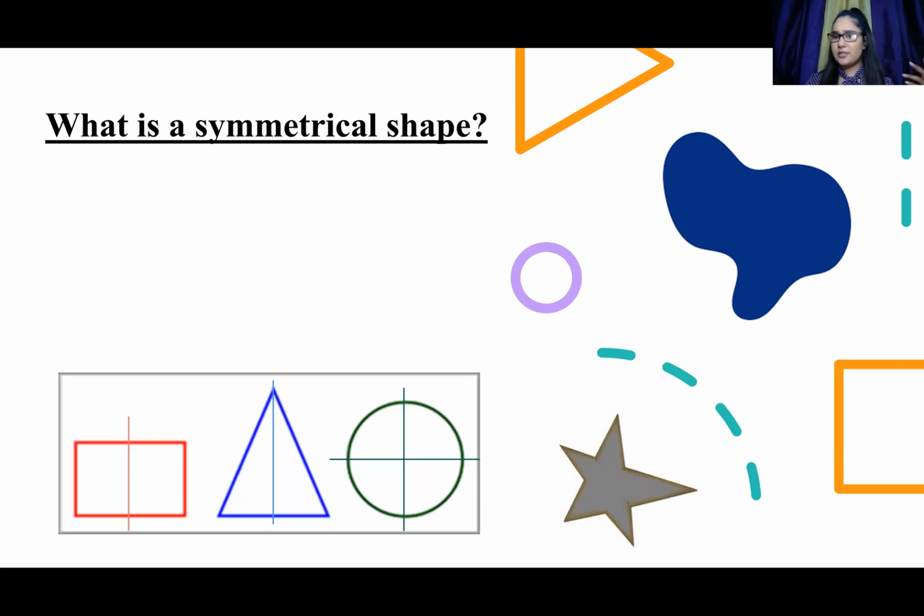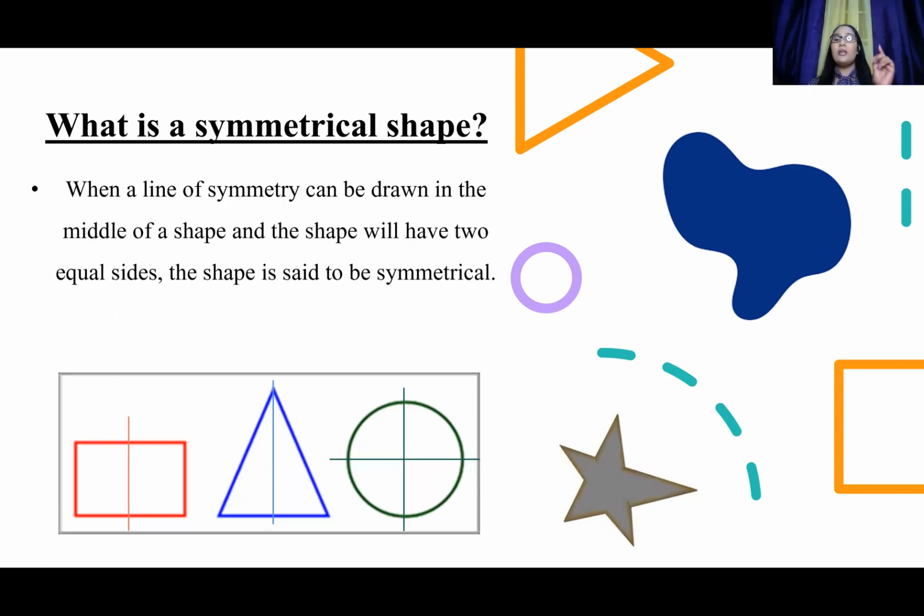What exactly is a symmetrical shape? When a line of symmetry is drawn down the middle of a shape and the shape has two equal sides, it is said to be symmetrical. So a symmetrical shape is the same on both sides. Let me give you all an example.